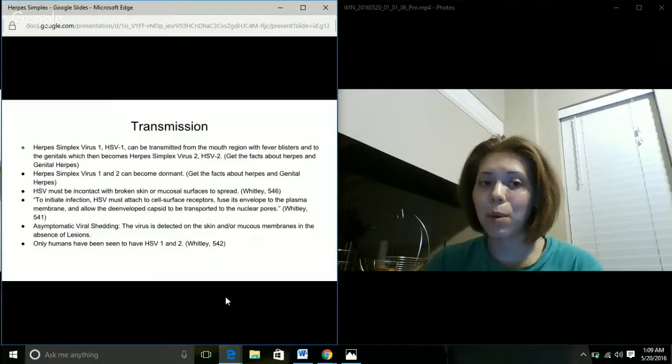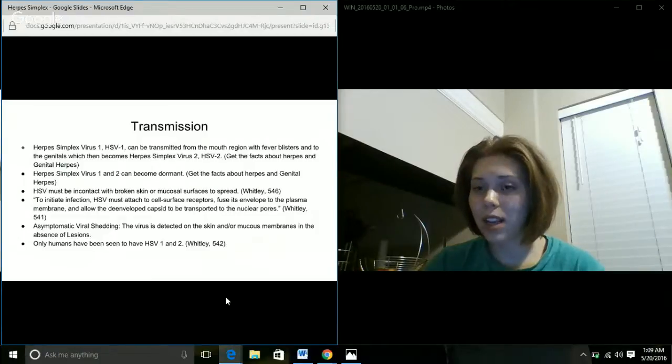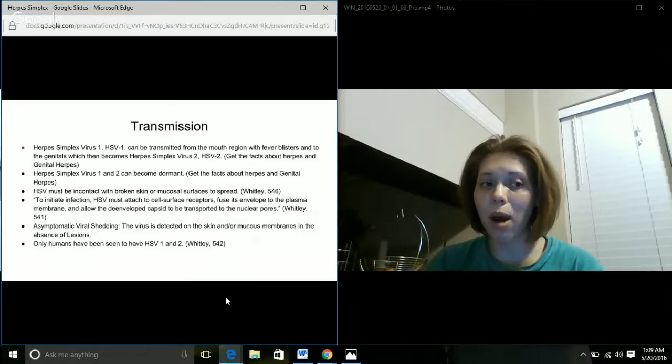However, many people that have HSV1 and or 2 may not know it because they do not go through breakouts but are asymptomatic. This means that the virus is detected in the skin and or mucous membranes, even though there are no current lesions on the skin. In this case, the virus sheds even when there's no outbreak.